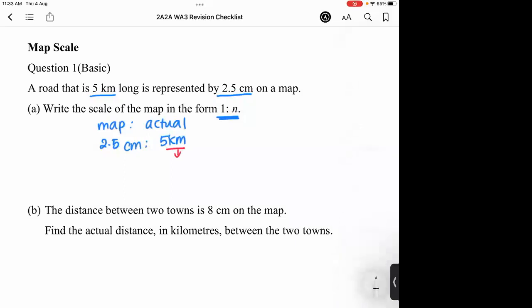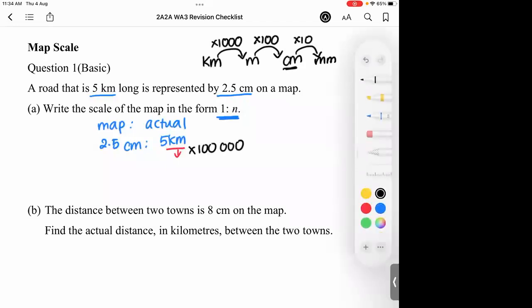Okay, so in this case I need to change the units, but before we begin, let's quickly go through kilometer to meter, meter to cm, cm to mm. Zishu, do you have this revision checklist? If you don't have it, the soft copy, the WA3 revision checklist, is on the Google Classroom. So kilometer to meter is times 1000, meter to cm is times 100, cm to mm is times 10. Now I want to change kilometer into cm, so you need to times 100,000.